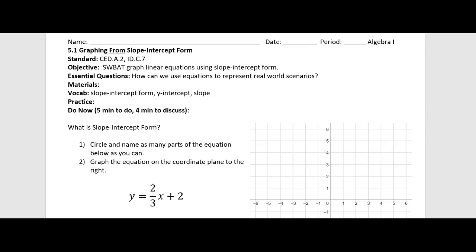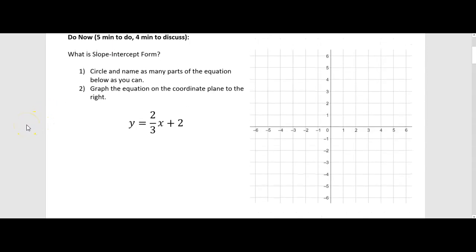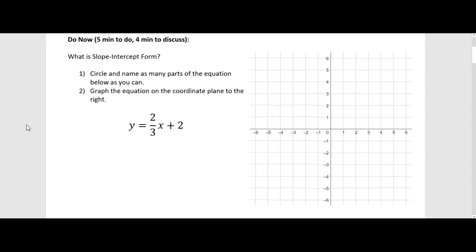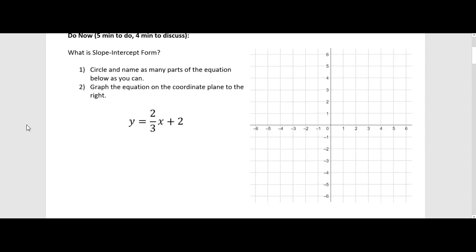Today we're going to talk about graphing lines, and specifically graphing lines when we are given the slope-intercept form of their equation. So before we get into any sort of discussions, I want to see what you know from a pre-algebra class. So take a look at 1 and 2. Number 1 says circle and name as many parts of the equation below as you can. So the equation y equals 2/3 x plus 2. Number 2 then says graph the equation on the coordinate plane to the right. So try to answer both of those questions and then join us back for a discussion.